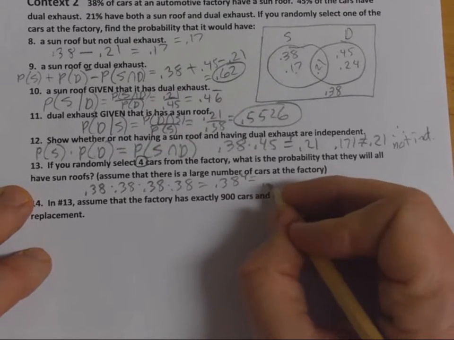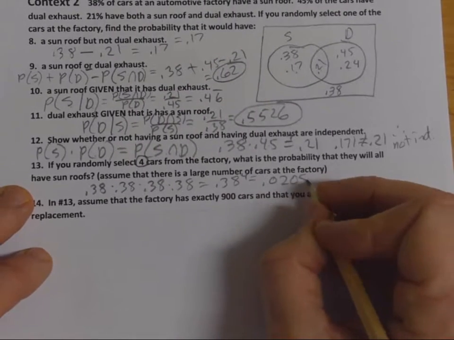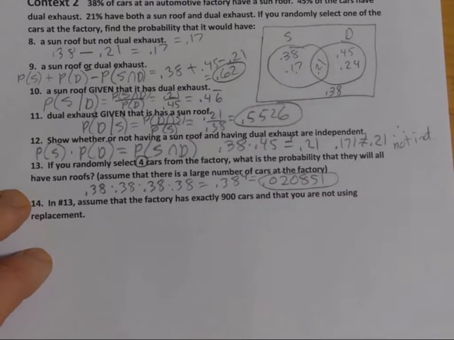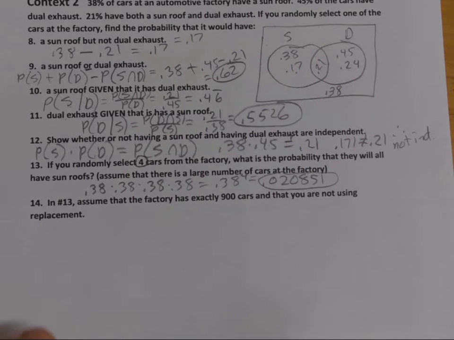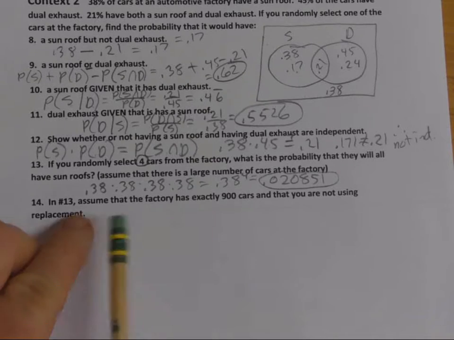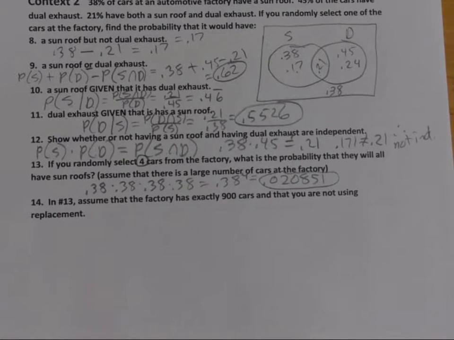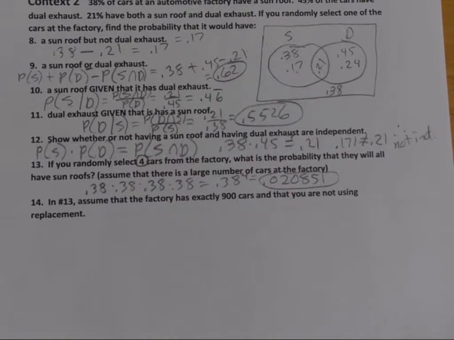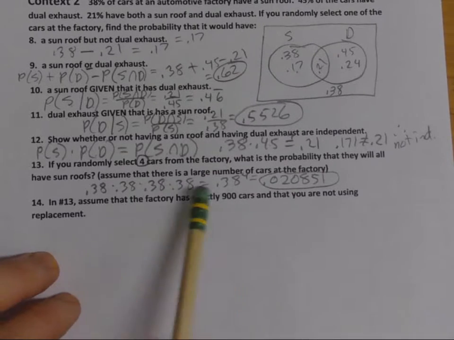And that is equal to 0.020851. So it's sort of an unlikely thing to happen. So you multiply those probabilities. That's assuming one of two things: that we're either using replacement, where it wouldn't be changing the probability, because if we didn't use replacement, we'd be taking those cars out of our population. Or, like it says here, assuming there's a very large number of cars such that it really wouldn't change it significantly.